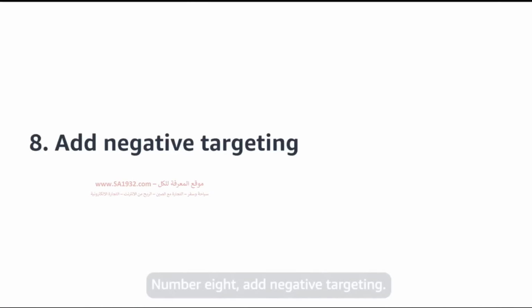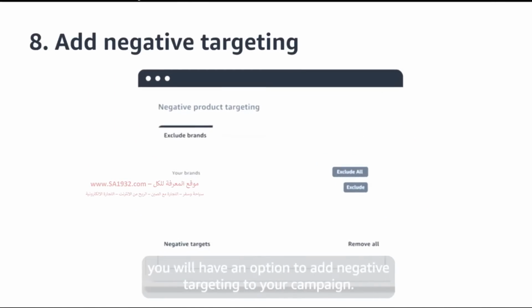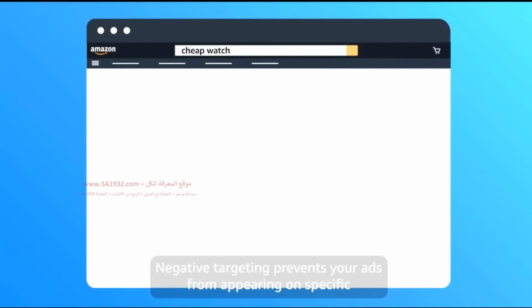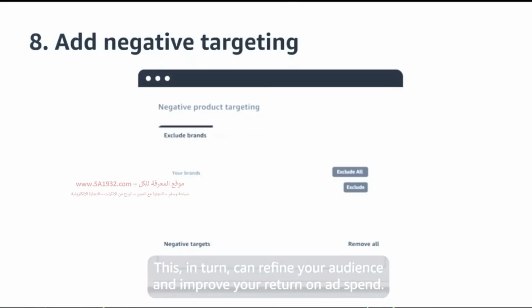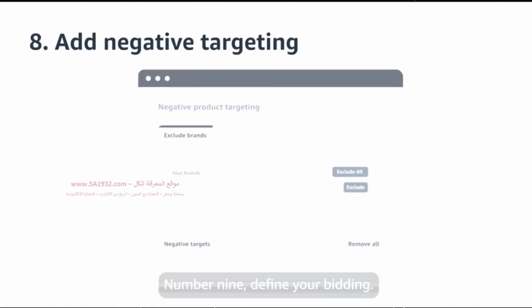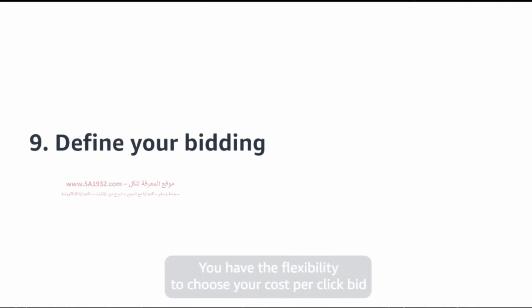Number 8, add negative targeting. Depending on which targeting tactic you choose, you will have an option to add negative targeting to your campaign. Negative targeting prevents your ads from appearing on specific shopping results or detail pages that don't meet your performance goals. This in turn can refine your audience and improve your return on ad spend. Number 9, define your bidding. You have the flexibility to choose your cost per click bid during campaign creation and can change it at any time.